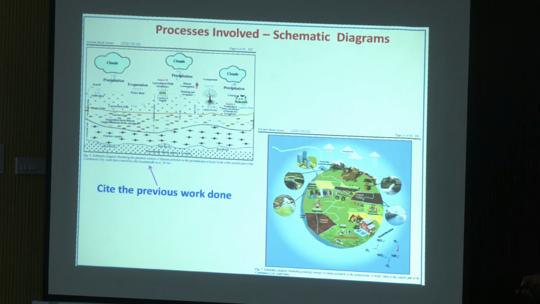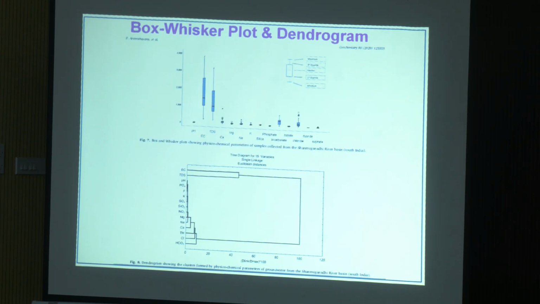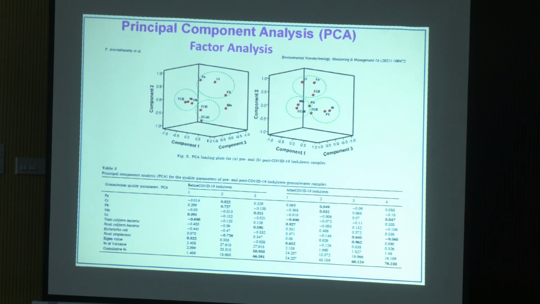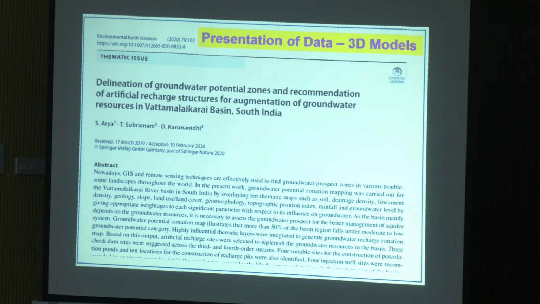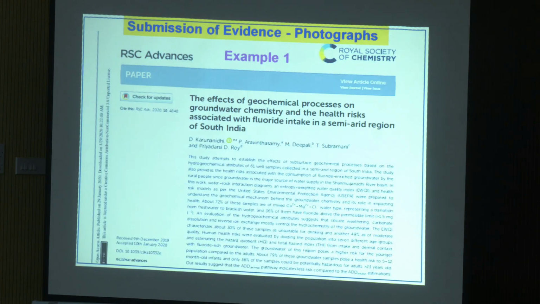Then sometimes you have to cite your paper already. We have presented our data in this form in some other journal, so we have to quote that. Then another way of representing this is the box whisker diagram. For any kind of result you can use this. Then you can use dendrograms, right? Then principal component analysis, factor analysis. You can go for principal component analysis or factor analysis and present your data. Then in the form of a 3D model sometimes you can present your data so that anyone can understand, right?